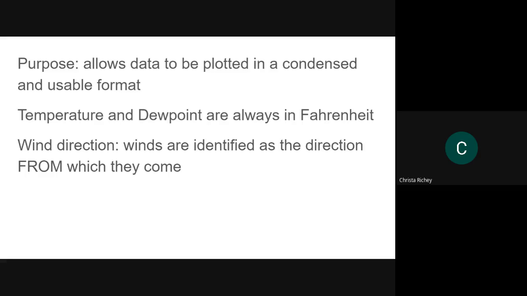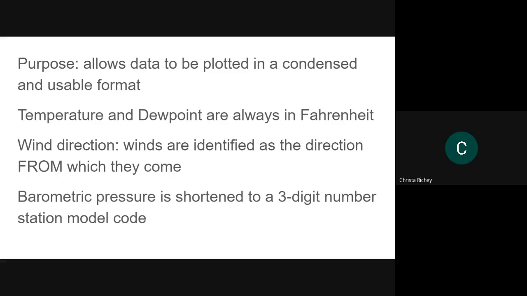And there's little feathers on the end, these shapes that tell us how fast the wind is blowing. Barometric pressure is always going to be a 3-digit number. It's supposed to be a 4 or 5-digit number, but it's a 3-digit number. And I'm going to show you guys how to decode it.